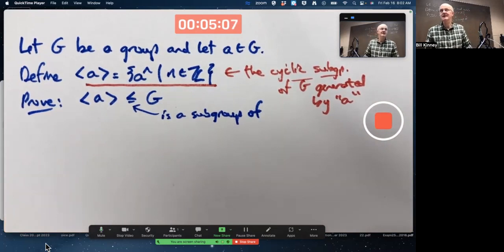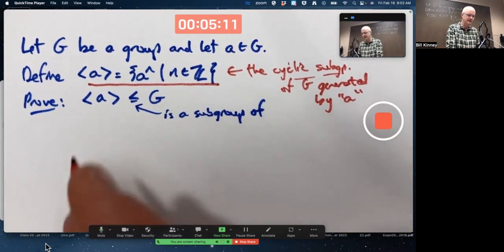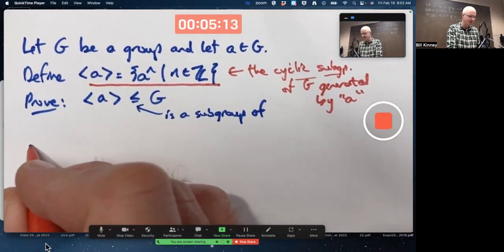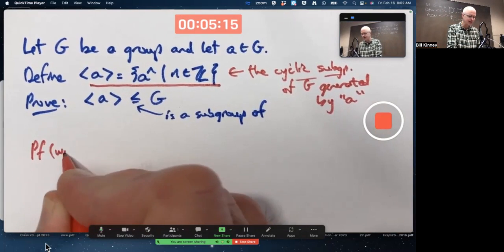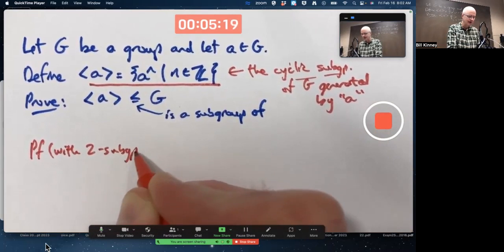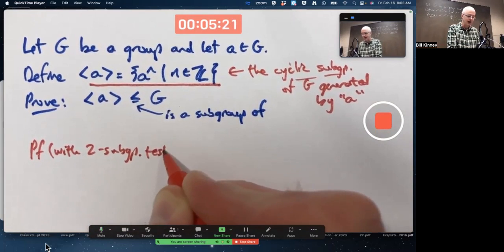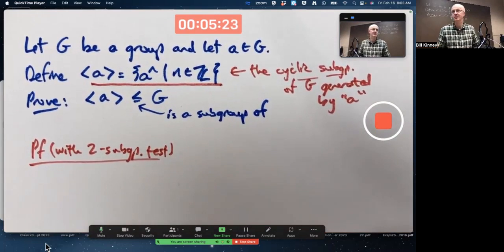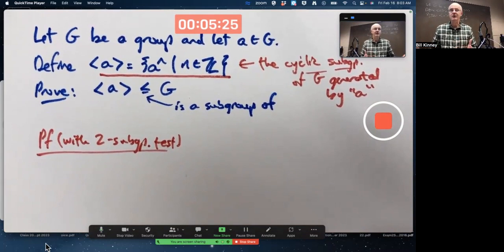You could do it with the one-step subgroup test or the two-step subgroup test. Most people find the two-step subgroup test easier. Let's do a proof with the two-step subgroup test. But I will try a proof with the one-step subgroup test as well. You don't have to use both. One or the other is good enough.